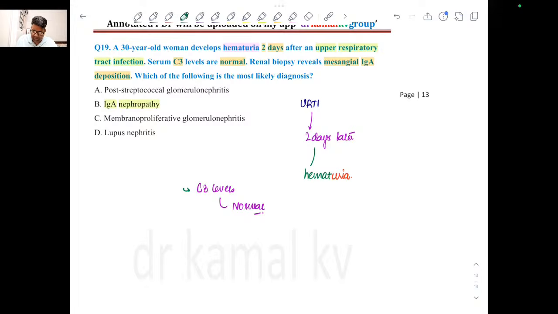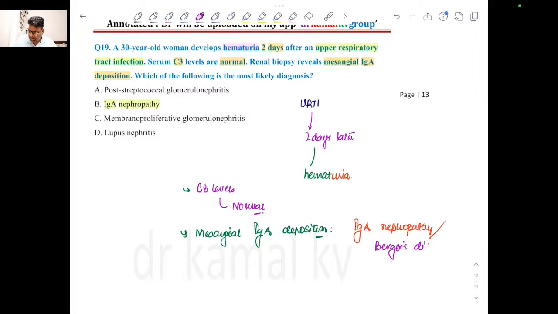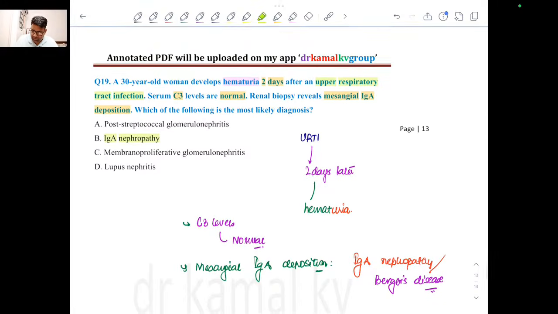So C3 levels normal, then there is mesangial IgA deposition. So this is known as IgA nephropathy or Berger's disease. Yes, very good, Kakul. So very good, Bhuvana. And see, this time period is very important, 2 days later.